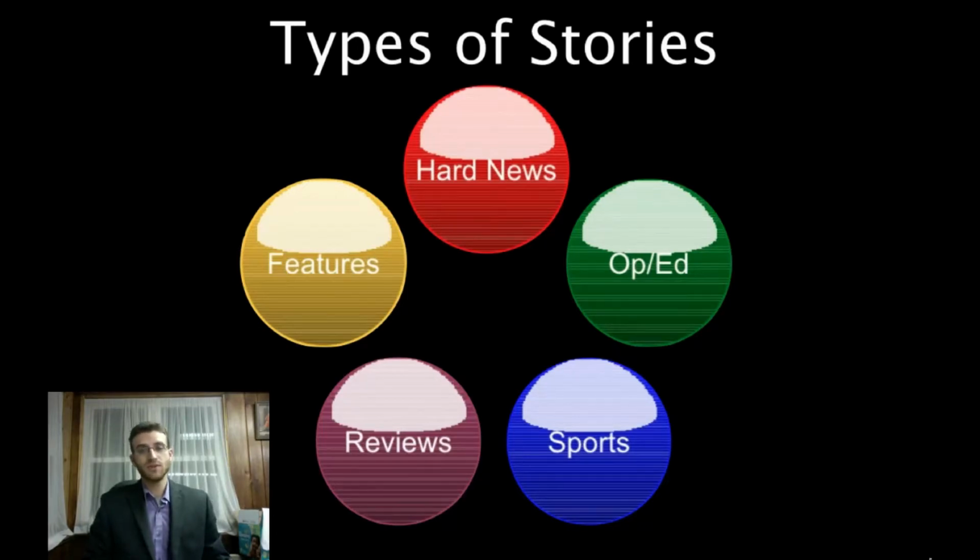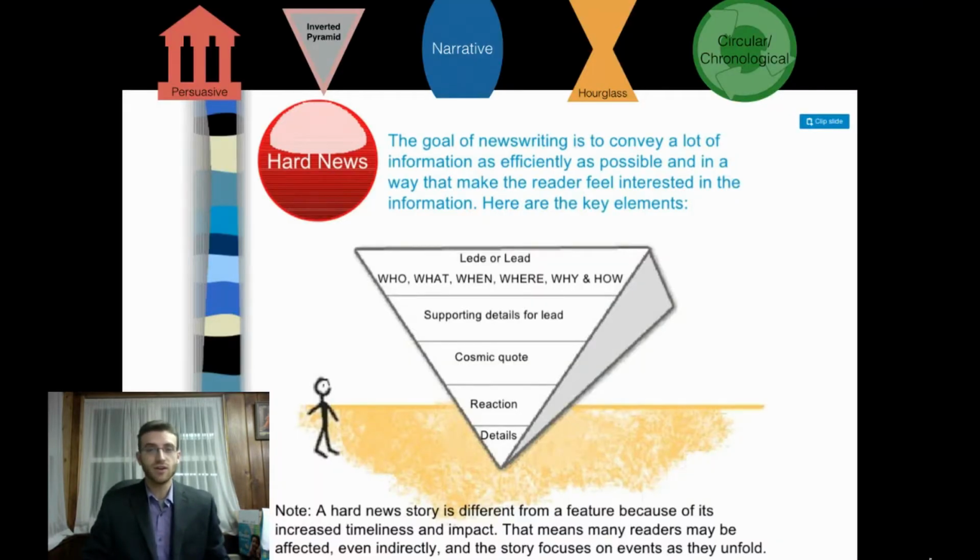A couple weeks ago, we took a look at these 5 different types of articles that you can write: hard news, features, reviews, op-eds, and sports. And we kind of took a cursory look at them, so I wanted to take some time to actually go a little bit deeper into each one, because that way we can start to connect each type of article with a type of structure. The first we're going to look at is hard news.